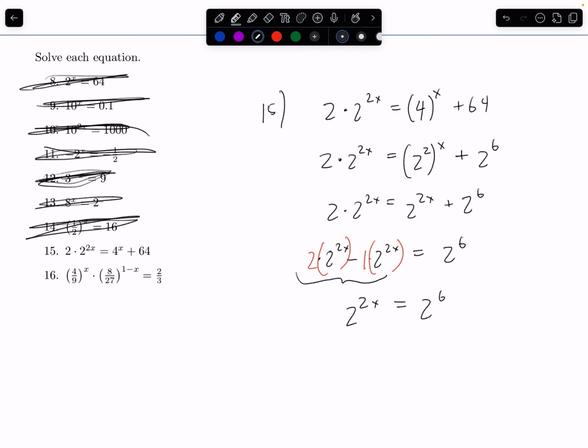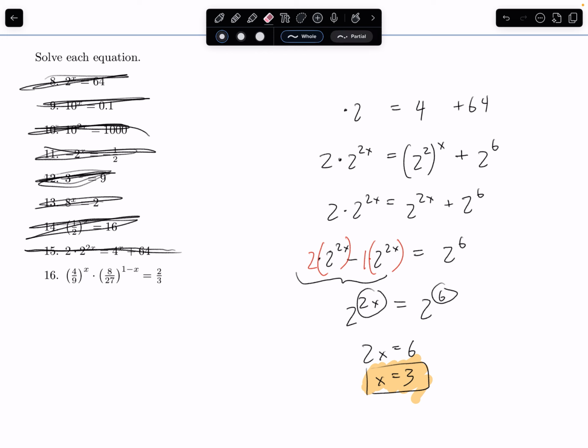It's 2 to the 6, and now I got the form I was after. That means 2x is equal to 6, which means x is equal to 3. There we go, number 15. One more to go.